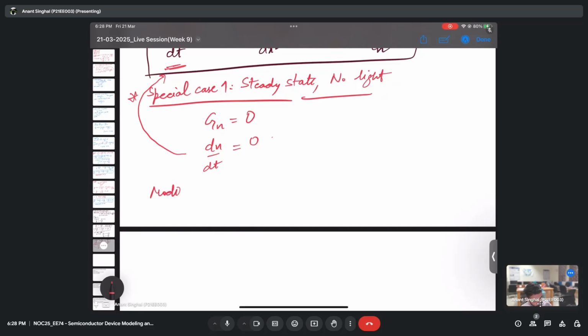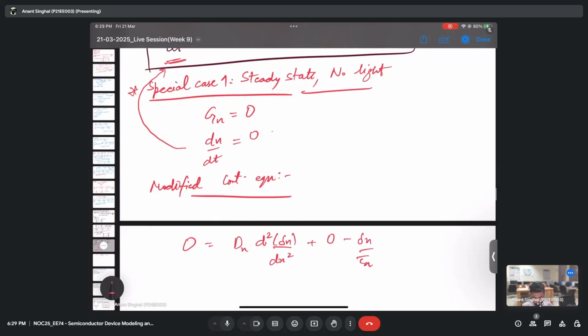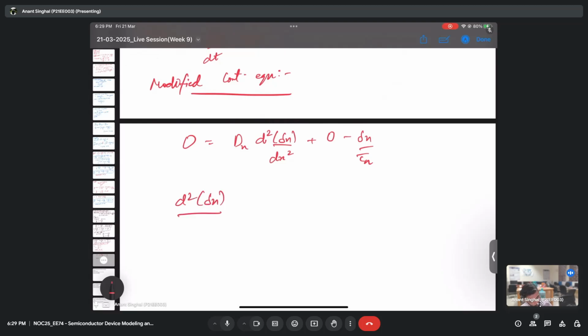So the modified continuity equation will now look like this: it will be 0, and the second term is Dn d2 delta n over dx2, plus 0 because there is no light, minus the recombination, which is delta n over tau n. So what I can write now is d2 delta n over dx2 is delta n over Dn tau n. Dn is again a constant, so this is a variable. It is like an equation which is d2y over dx2 is y over some constant, let's say a. So it is easily solvable.